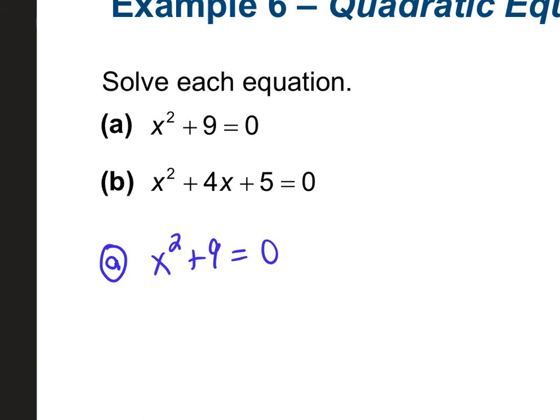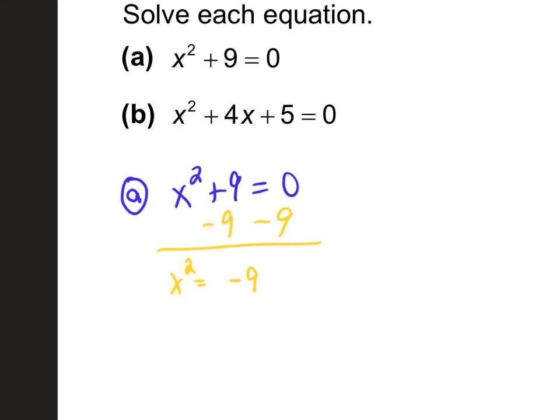What would you do? How would I get x all by itself? Subtract 9. Okay, if I subtract 9 from both sides, I get x squared equals negative 9. Now what? Root both sides.